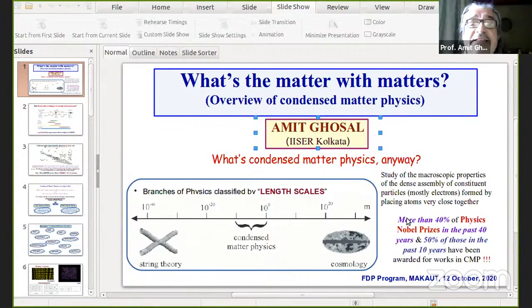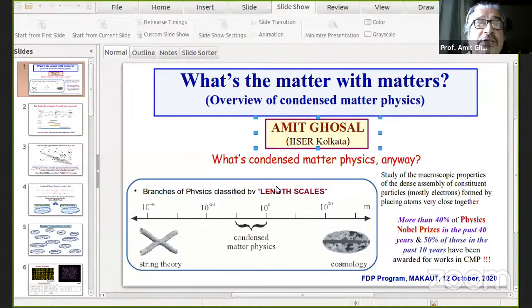But I must say that it is not the fact that so many people are involved and so many Nobel Prizes are there which makes condensed matter interesting. I'd like to believe that the excitement in the subject is such that it can capture such a broad audience in global research. And that's the message I would like to present to you through this talk.